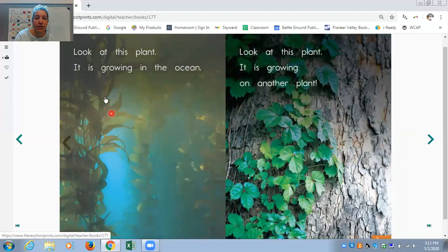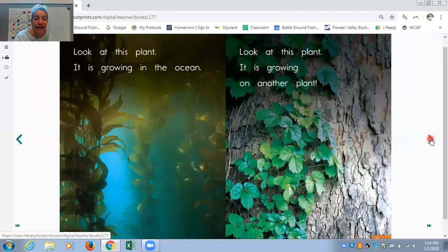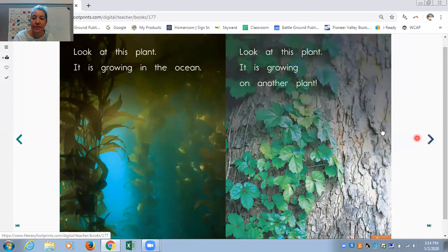This is that cool picture. Look at this plant. It is growing in the ocean. So that's an underwater plant. See, that's growing in the ocean. I can see that blue background. That's pretty neat.